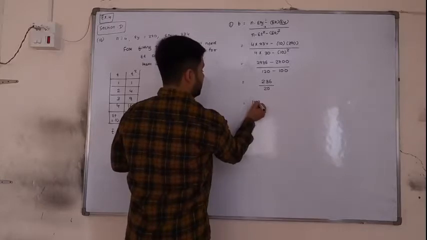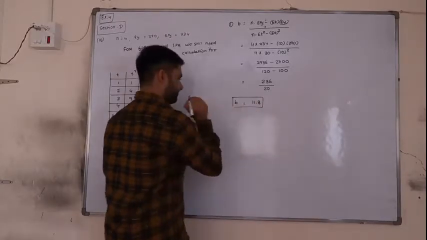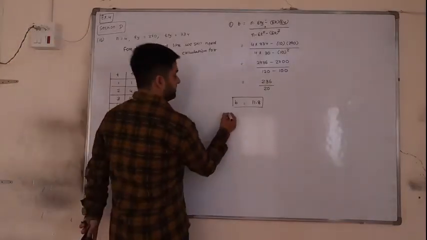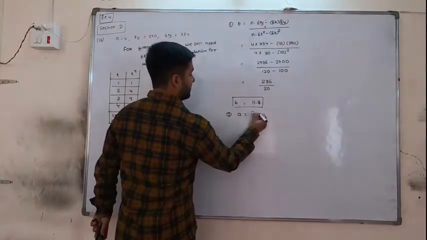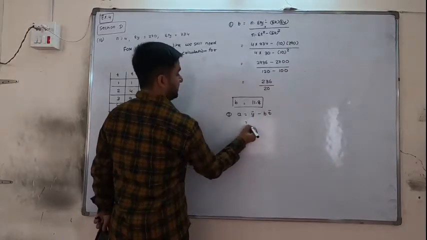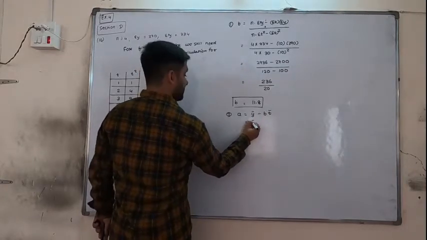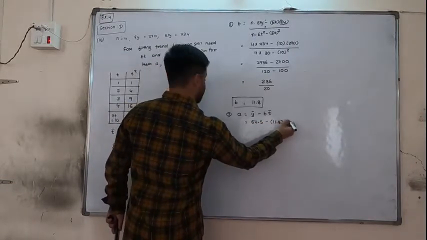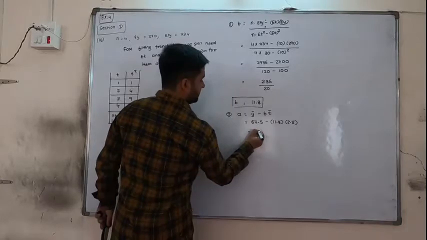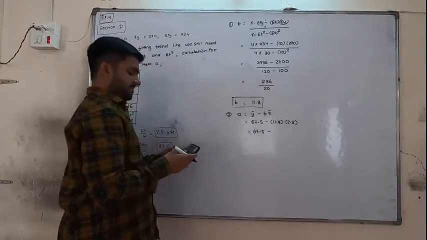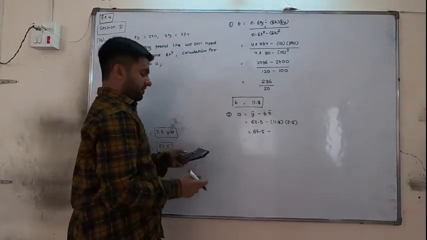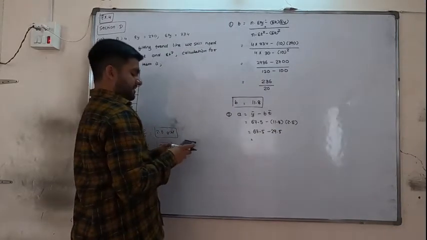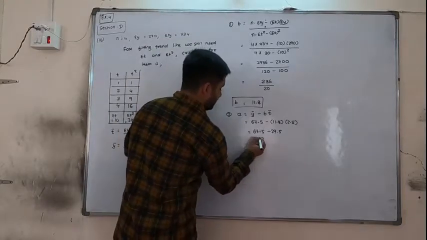So B would be 11.8. First we found the necessary information, then we found B. Now for A, A is equal to y bar minus B t bar. Y bar is 67.5, B is 11.8 and t bar is 2.5. So 67.5 minus 11.8 into 2.5, it's 29.5. 67.5 minus 29.5 is 38.